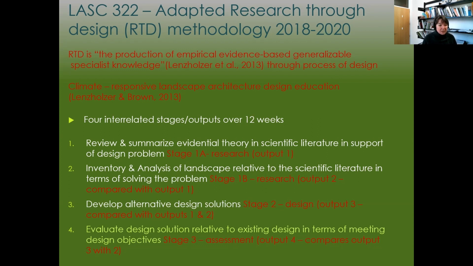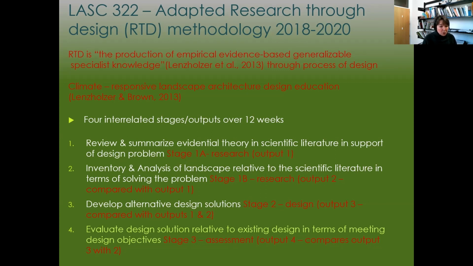Now, when we started it, it was only 8 weeks, but we found it wasn't long enough. So we extended it to 12. So this is what we did in the end. We had 4 stages. Each stage has an output. So the first one, review and summarize the evidential theory. That's in the research phase. That was output 1. Then we had the inventory and analysis phase, which was also part of the research.